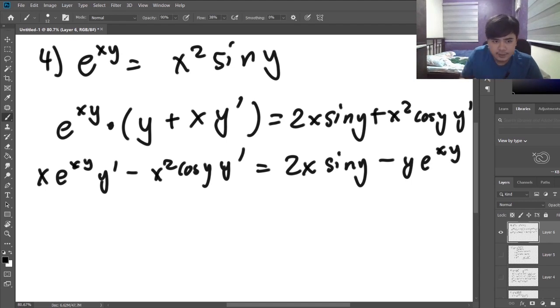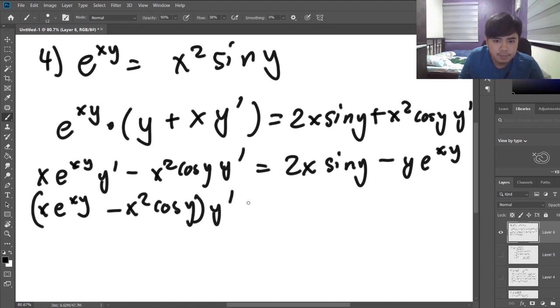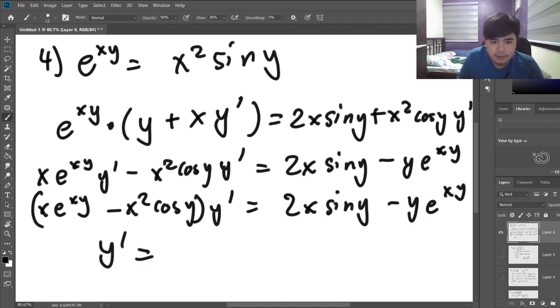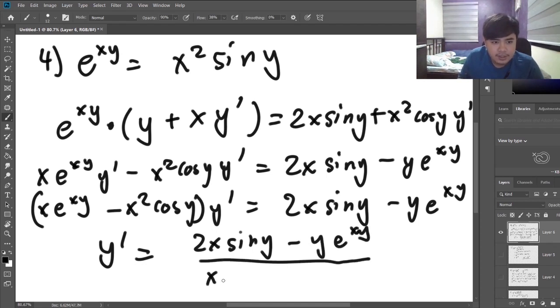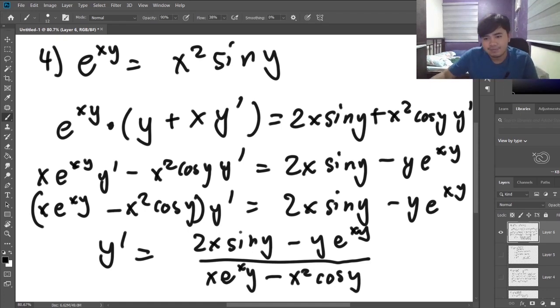All right. So let's try isolating y prime from this one. So we get x e to the xy minus x squared cosine y, then y prime, equals 2x times sine of y minus y e to the xy. Y prime then is equal to 2x sine y minus y e to the xy over x e to the xy minus x squared cosine y. There we go. And that's the answer.